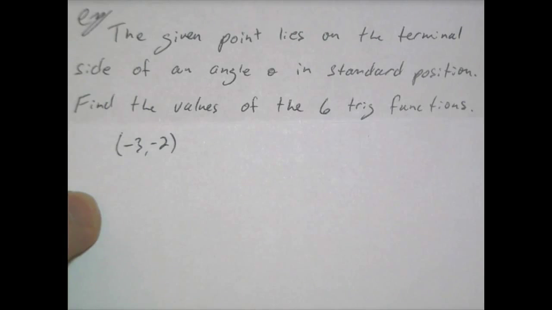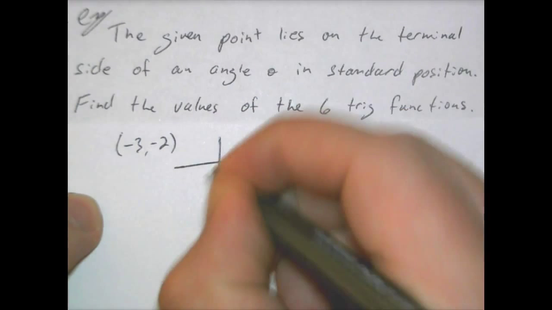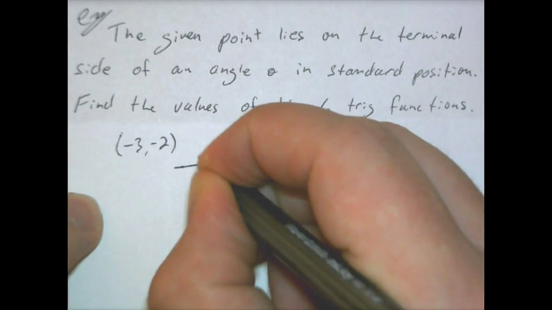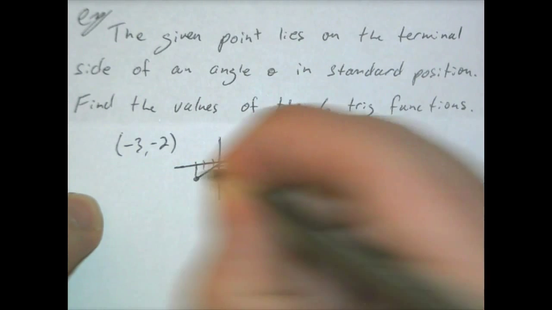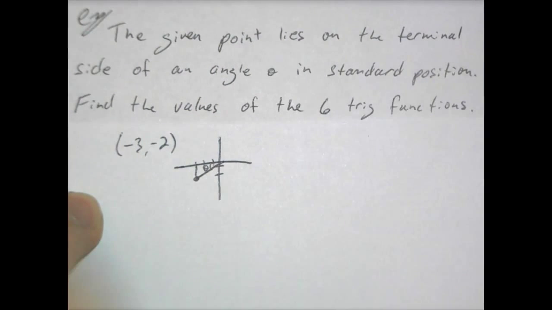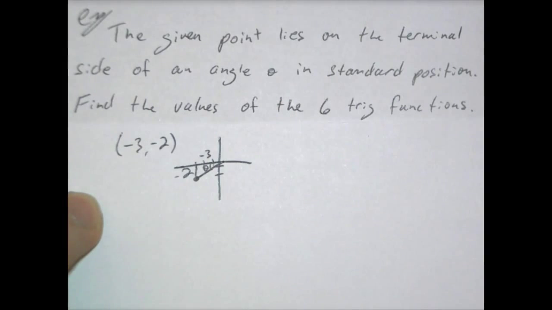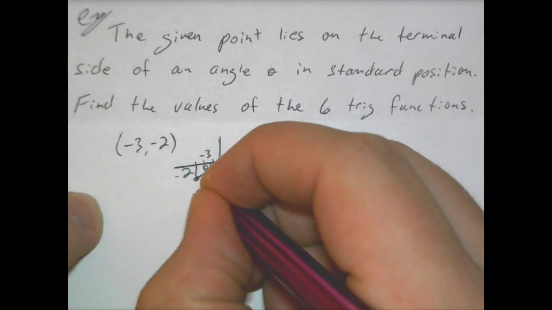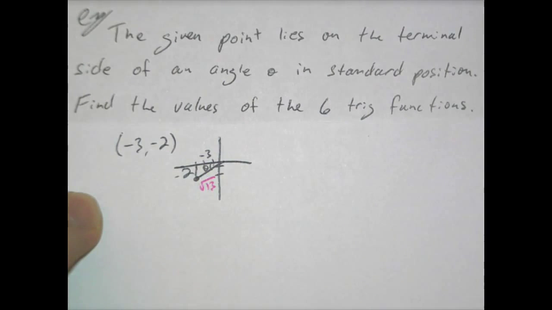Alright, so here's another one we can look at. Go ahead and pause the video, make sure you write it down, give it a shot even. Alright, so with this one, if we have negative 3, negative 2, I'm going to go 1, 2, 3 left, down 1, 2. My point is out here. I will draw a line to the x-axis, so that your angle is the inside angle there. So I know I had negative 3, negative 2, so by Pythagorean theorem I will have 9 plus 4, which is square root 13. If you don't believe me, do Pythagorean theorem.